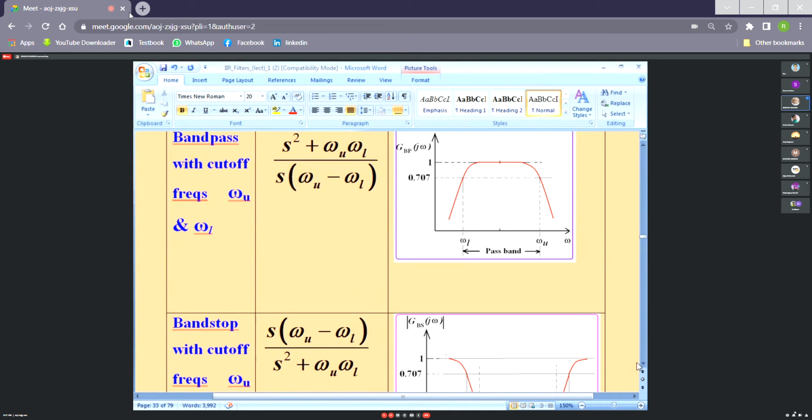Remember that the order of the system gets doubled when you transform from a normalized low-pass filter to a band-pass or band-stop filter. To a band-pass filter, it gets doubled. If you consider a first-order prototype low-pass Butterworth filter, and make the substitution there to yield a band-pass filter, that will become a second-order system.